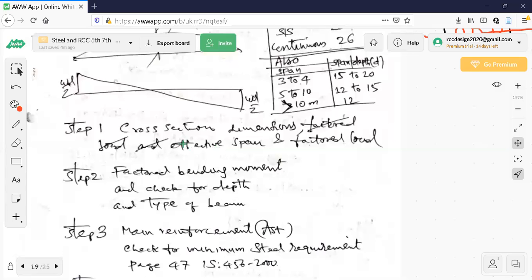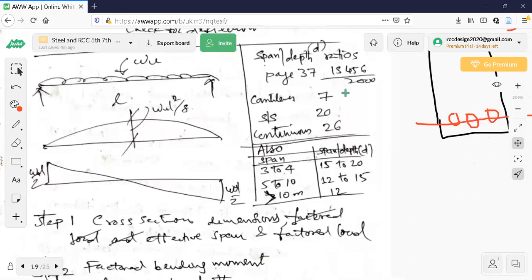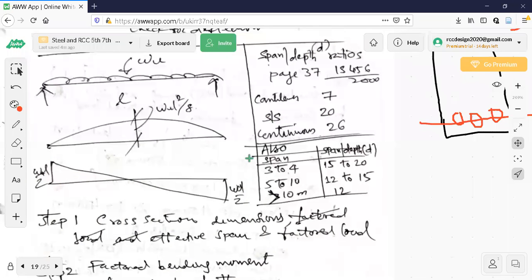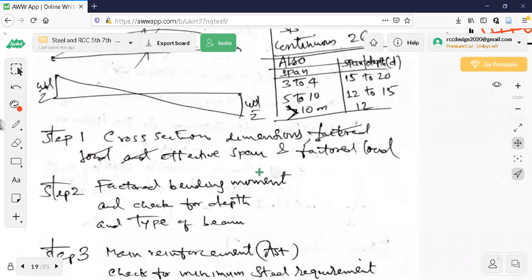Means cross-section dimensions you have to finalize. It is based on page number 37 of IS 456, span to depth ratios. If it is a simply supported beam, span by depth is 20. You know the span, now depth can be calculated using this ratio. Span by D is equal to 20 if the beam is simply supported. From this one, you know the span, you can find the depth. I'll show you that one, how it is done.